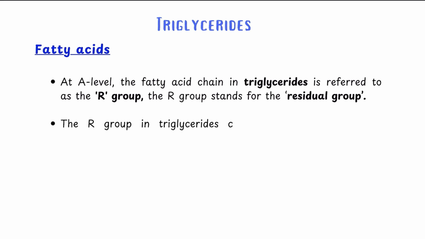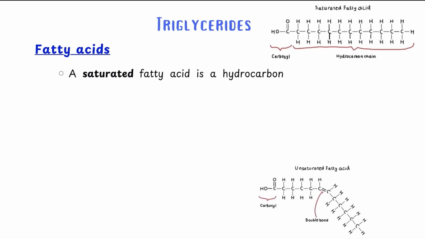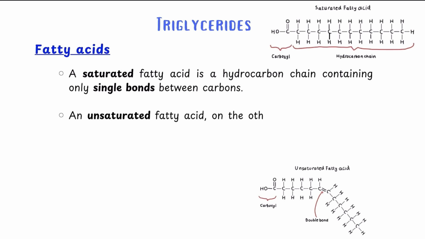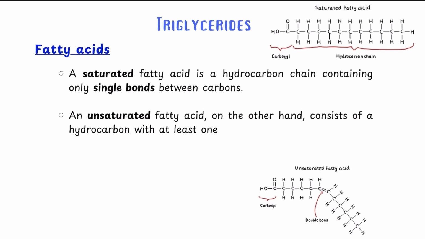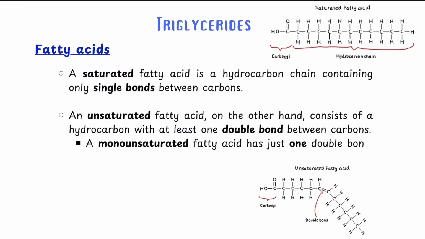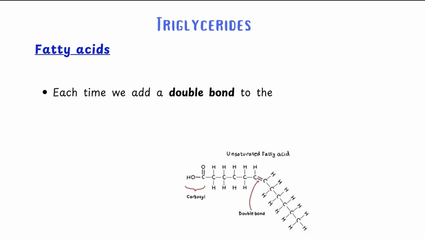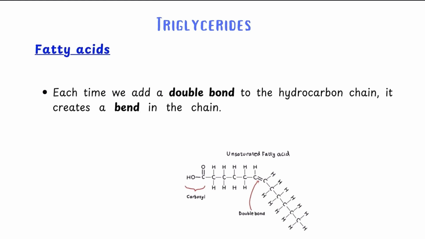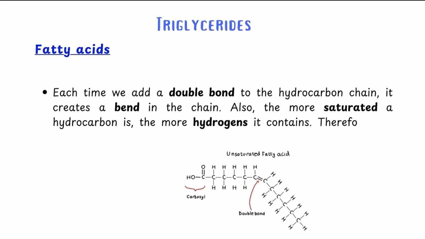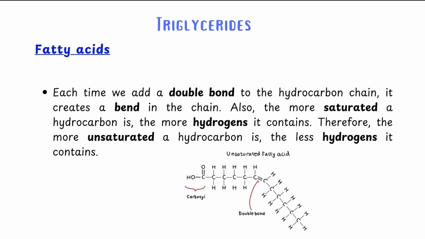The R group in triglycerides can either be saturated or unsaturated. A saturated fatty acid is a hydrocarbon chain containing only single bonds between carbons. An unsaturated fatty acid, on the other hand, consists of a hydrocarbon with at least one double bond between carbons. Each time we add a double bond to the hydrocarbon chain, it creates a bend in the chain. Also, the more saturated a hydrocarbon is, the more hydrogens it contains. Therefore, the more unsaturated a hydrocarbon is, the less hydrogens it contains.